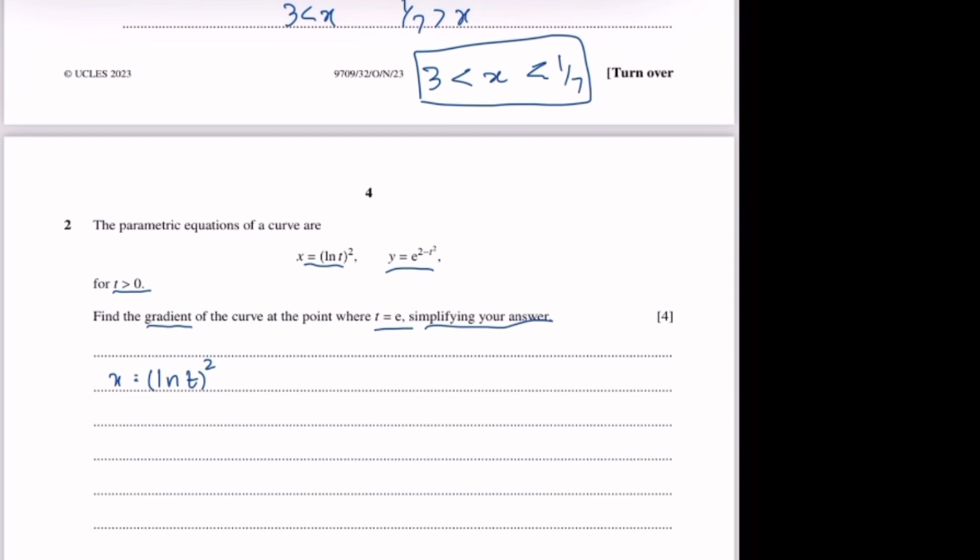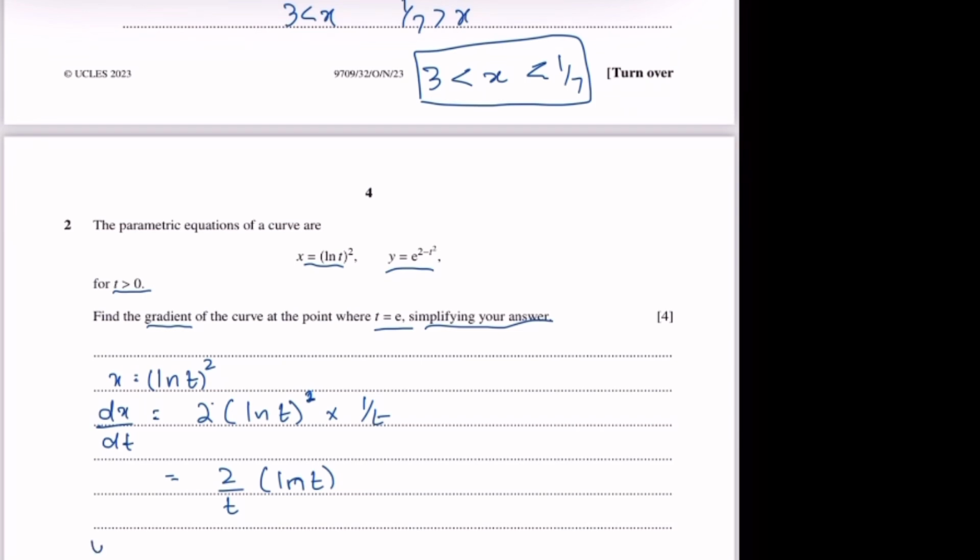So this is basically like the chain rule that dx upon dt will be equals to 2 into ln t raised to power 1 multiplied by the differential of ln t, which will be 1 upon t. And then when we solve it, it is 2 upon t ln t raised to power 1. So it's just ln t.